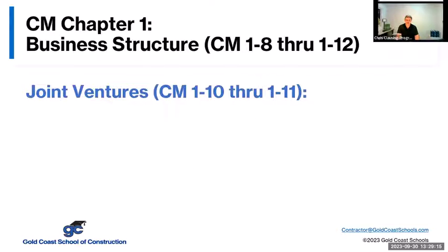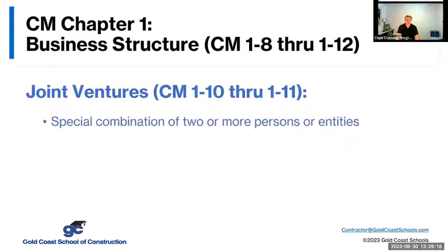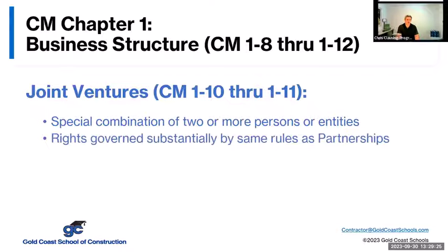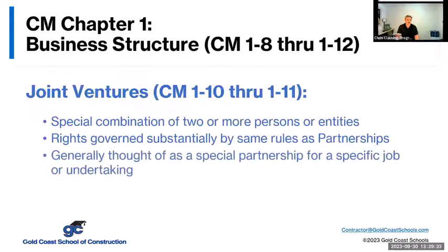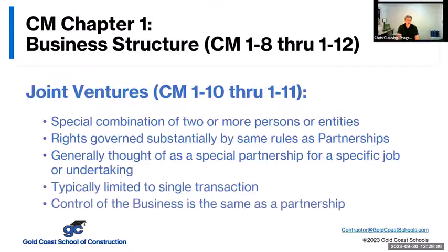Now, joint ventures, another type of business structure, 110 through 111. That's a special combination of two or more persons or entities. These are typically for bigger projects or one-off projects. The rights are governed substantially by the same rules as partnerships. So they're basically partnerships. Generally thought of as special partnerships for specific jobs. And as I mentioned, typically limited to a single transaction. And then the control of the business is the same as partnership. So joint venture and partnership have a lot in common.